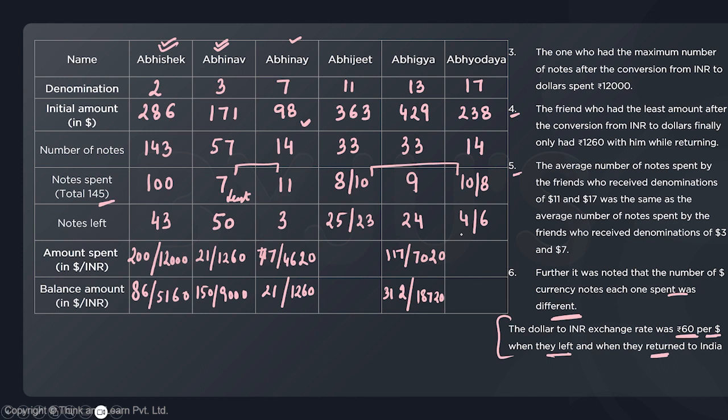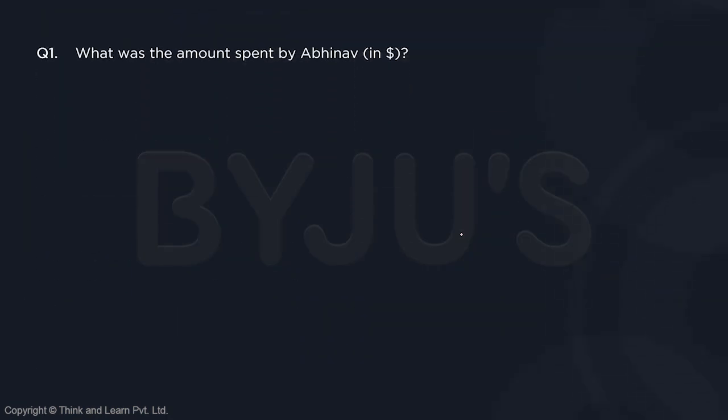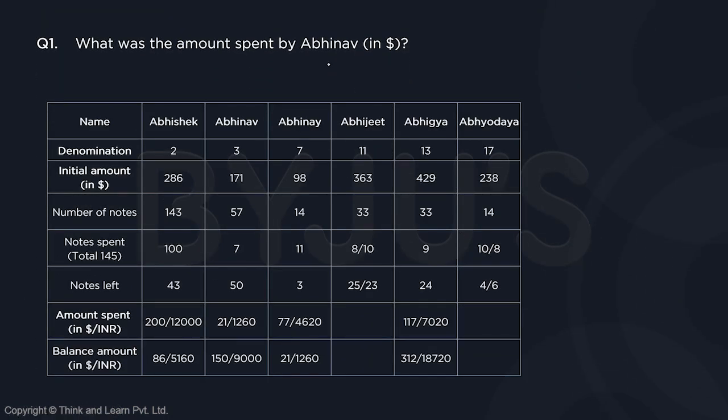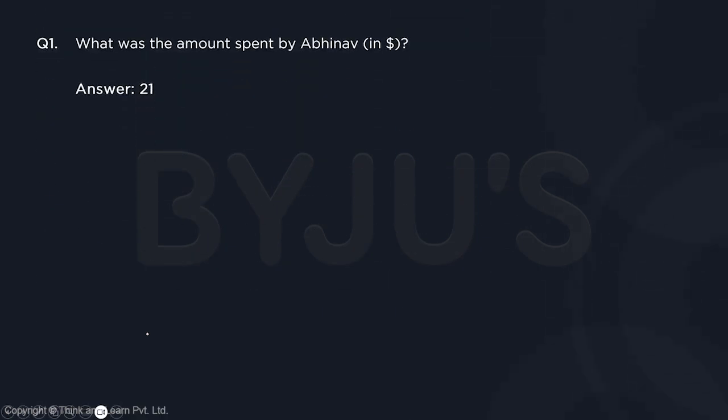So that is all the information now that we have about these people, which I have already written in a table. Let's have a look at the questions now. Here is the first question. What was the amount spent by Abhinav in dollars? So Abhinav has spent how much amount? In dollars, he has spent $21. So my answer for the first question is $21.